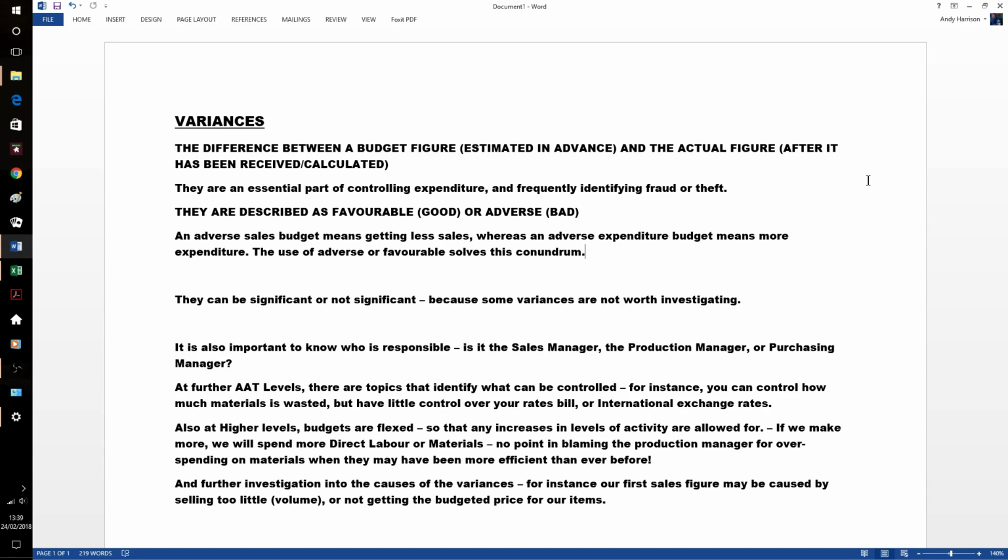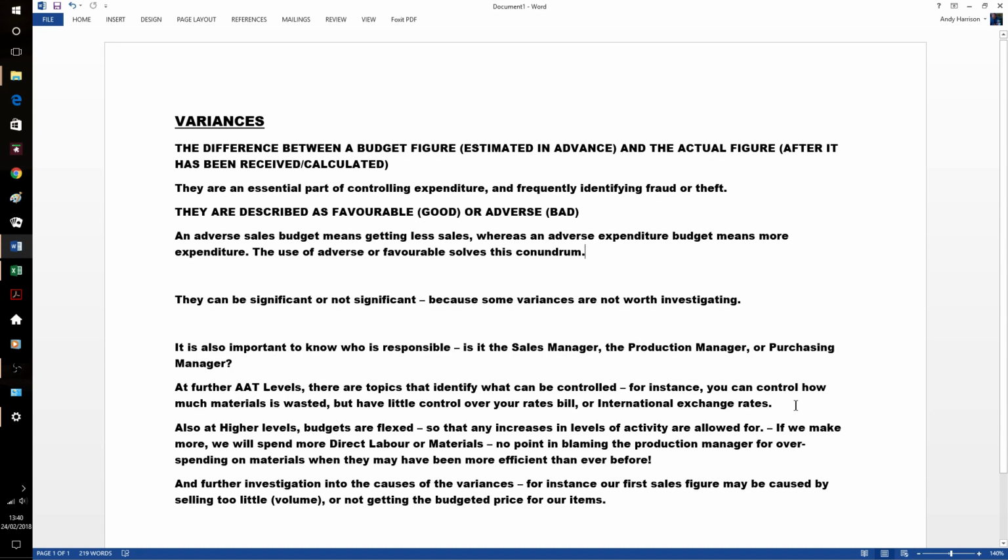It's important at level 3 and level 4. So topics that identify what we can control, because for instance we control materials wastage, that's part of the job as a production manager, but we can't control our rates bill, that's set by councils and local government, with interference from the national government. And what we definitely can't control is international exchange rates. That will affect our materials prices, for instance.